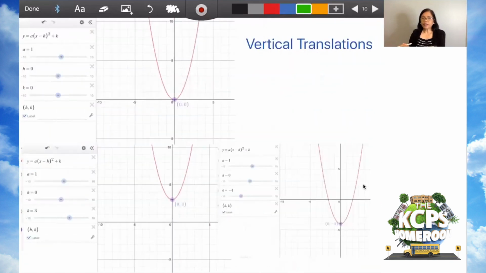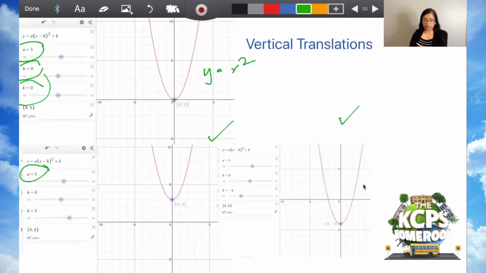Then when we talk about vertical translations, we're talking about the movement of the graph up or down. If we have the parent graph y equals x squared, again our a is 1, we put our h at 0 and k at 0. We will compare these two graphs. In the first graph, h is 0 and k is 0, but we change the value of k. In this case, k is equal to 3. So from 0, 0, when you change the value of k to 3, the vertex is now at the point 0, 3.